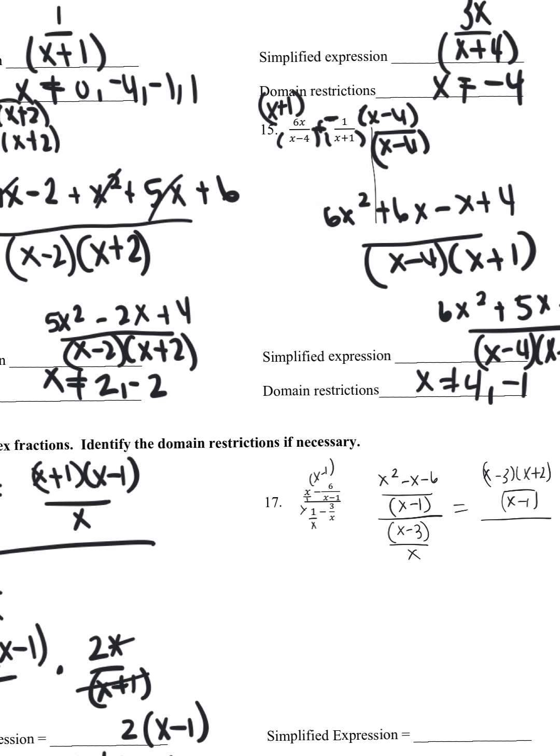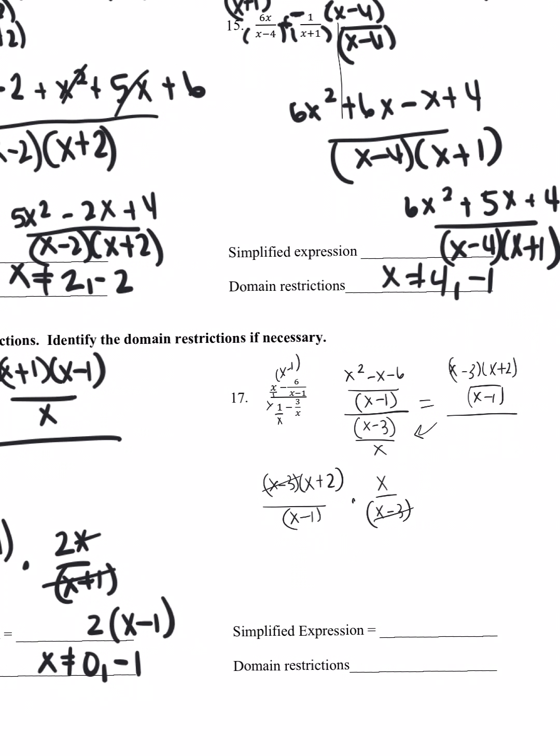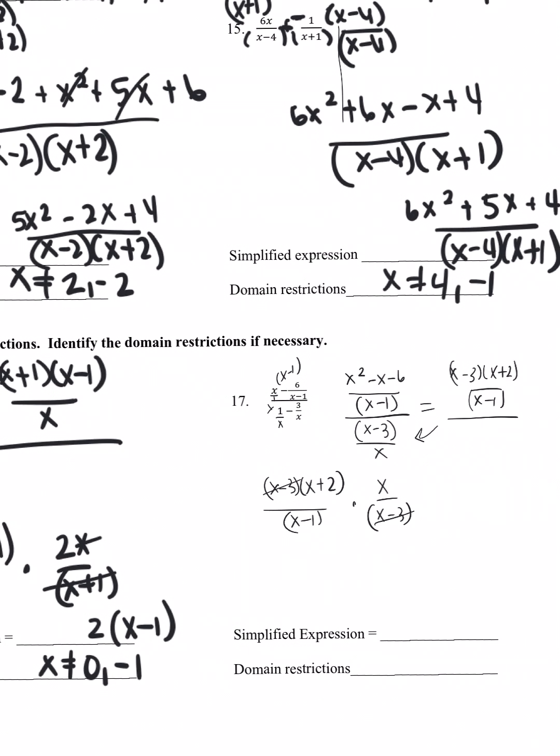I'm going to change the division and flip this. So now I have x minus 3 over x plus 2 over x minus 1 times x over x minus 3. And those cancel, and that's all that cancels. So my answer is going to be x times the quantity x plus 2 all over x minus 1. Domain restrictions, x cannot be equal to 3 and 1.